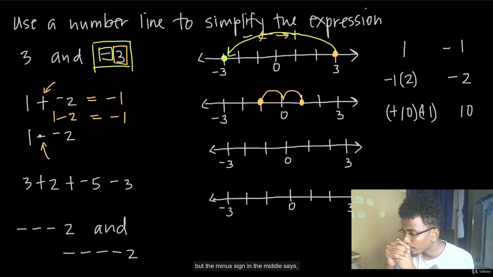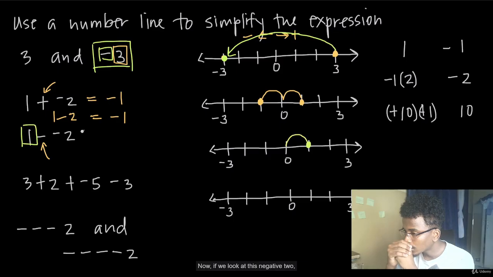But the minus sign in the middle says go in the opposite direction. So instead of going to the left, we're going to go to the right. So what we're doing here is we start with 1. So that means we start at the origin, we move to the right 1 unit. So we go 1 unit and we end up here.